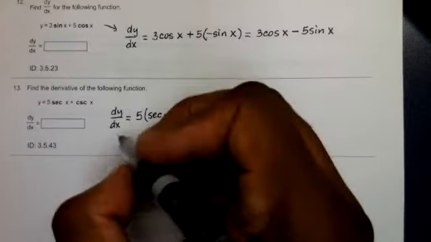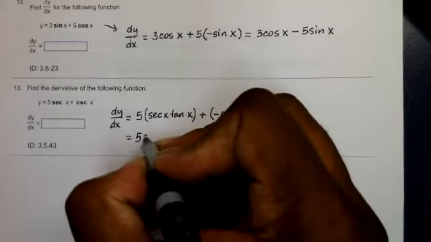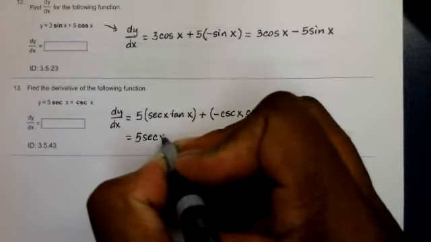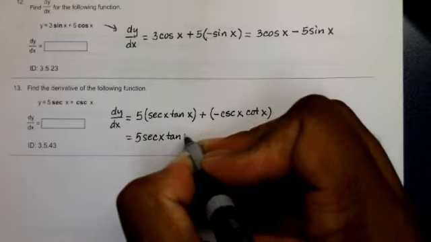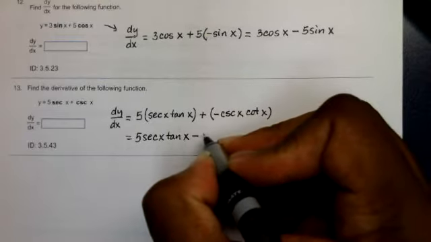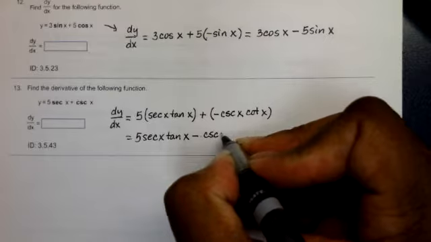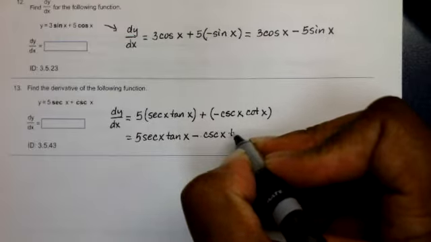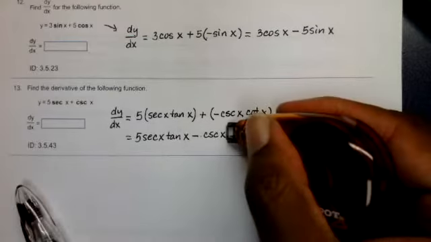Okay. So if I simplify this, I can just write 5 secant of x, tangent of x without the parentheses. This negative will make that plus or minus cosecant of x, cotangent of x.